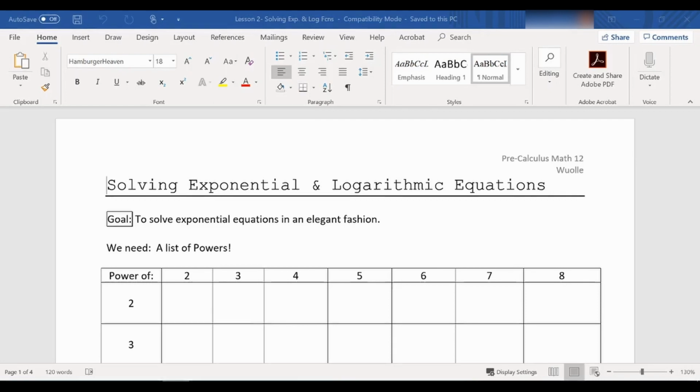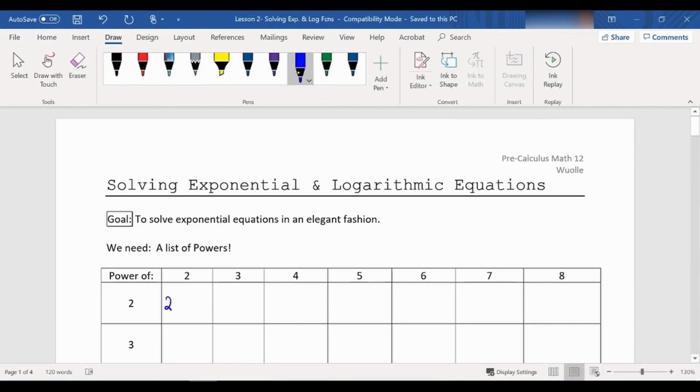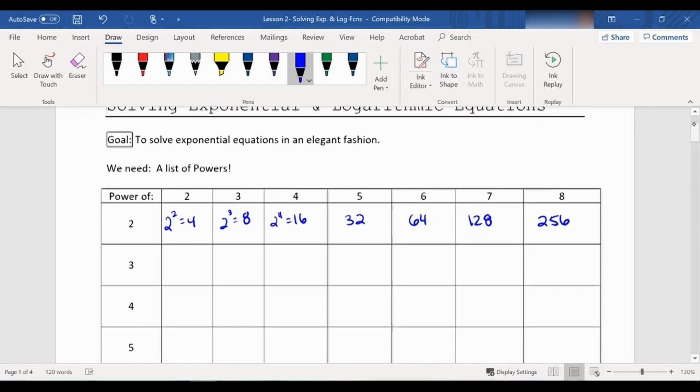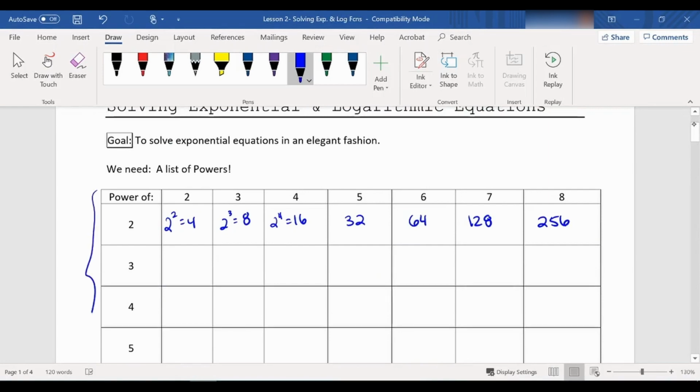So when I say powers of, I mean things like 2 to the power of 2 is equal to 4. 2 to the power of 3 is equal to 8. 2 to the power of 4 is 16. The power of 5 would be 32. And then we'd have 64, 128, and 256. So these are the bases, and these are the exponents. Okay, we're just going to fill this in.